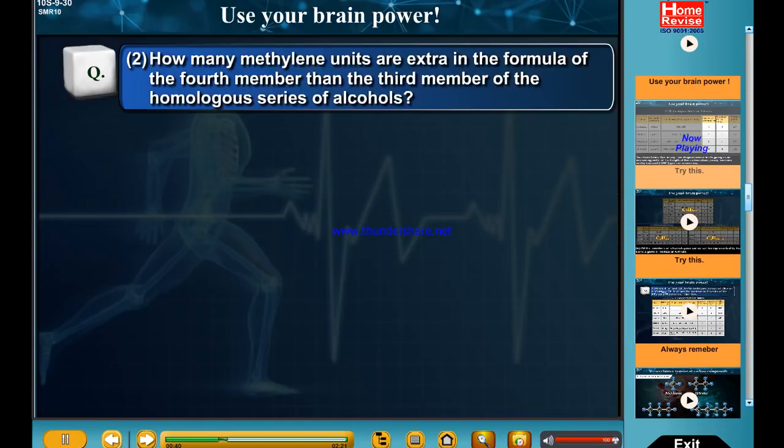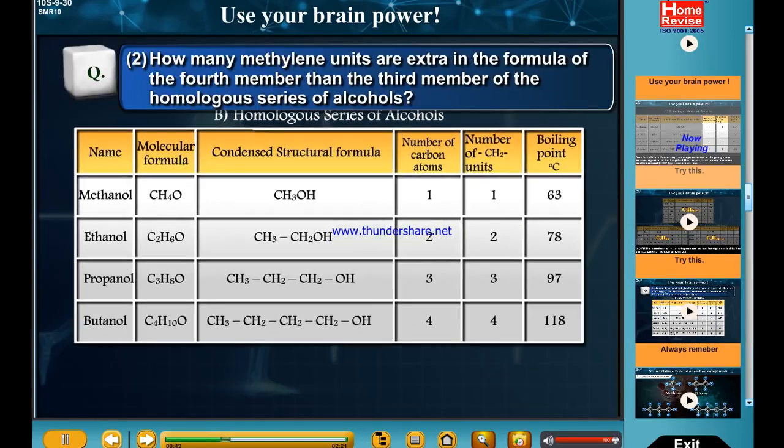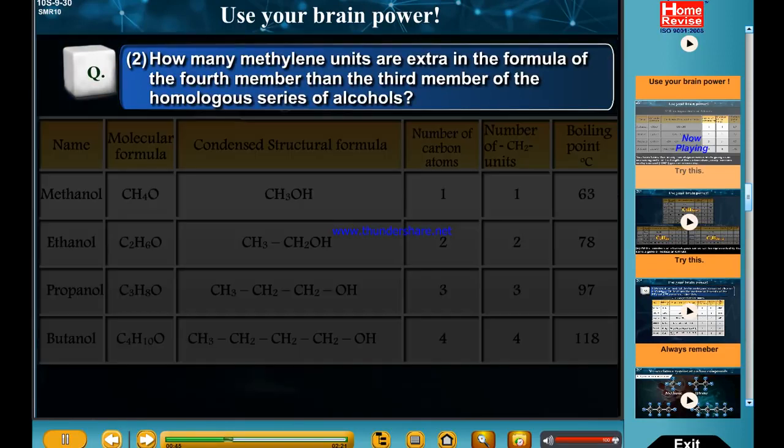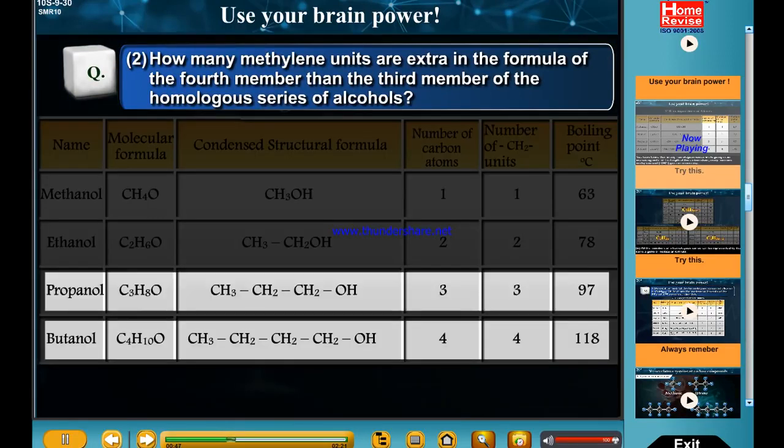2. How many methylene units are extra in the formula of the fourth member than the third member of the homologous series of alcohols?